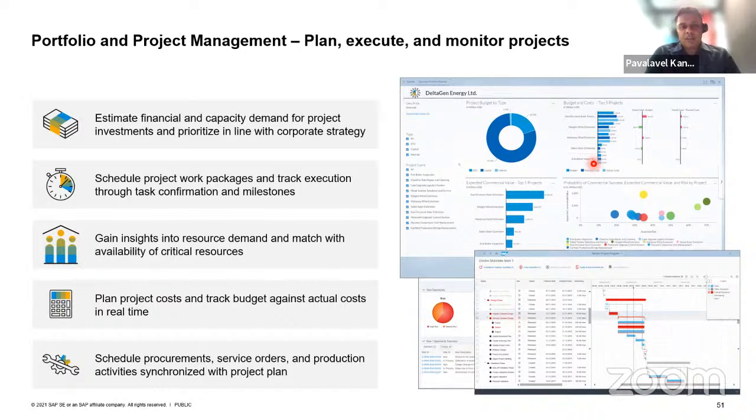You can track your project cost, budgets, and actuals in real time across each of the projects at a portfolio level. And when you're doing all these things in a collective way, you can also schedule procurements in a centralized way, and synchronize production activity with the project plan. These kinds of activities can be done with portfolio and project management in S/4HANA.